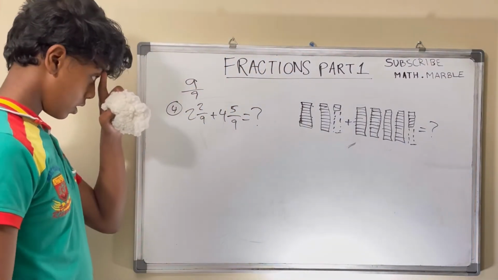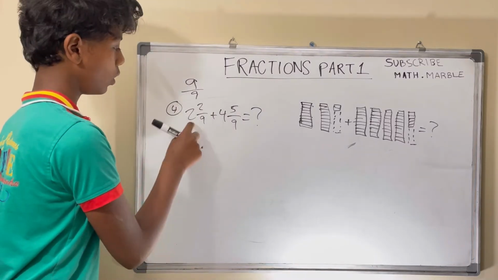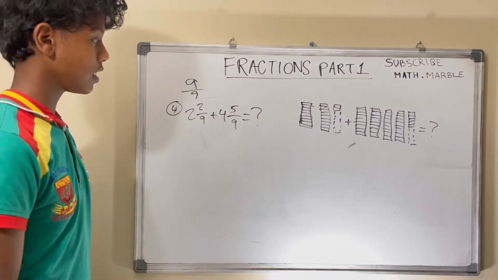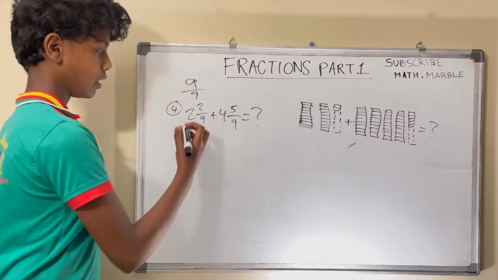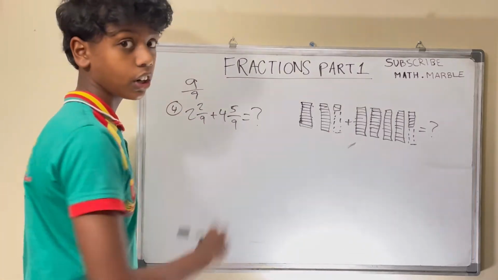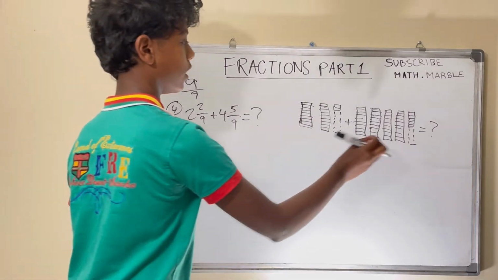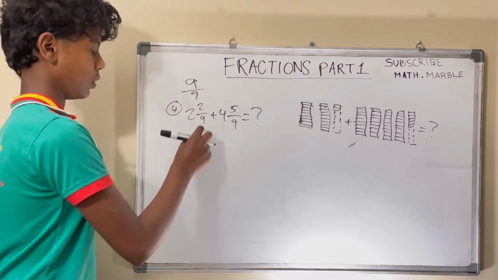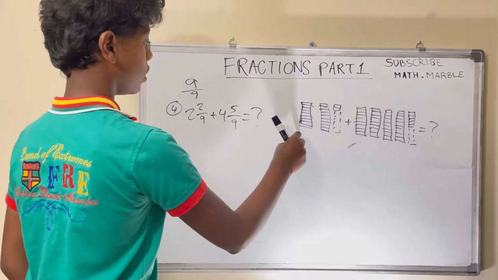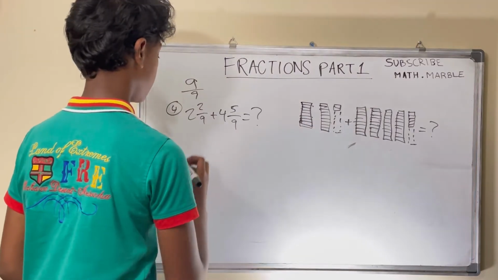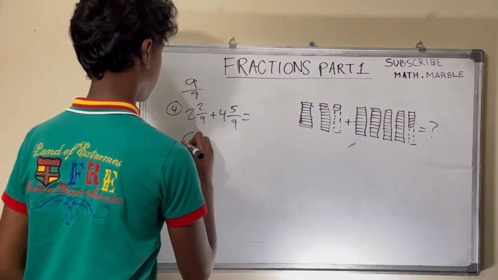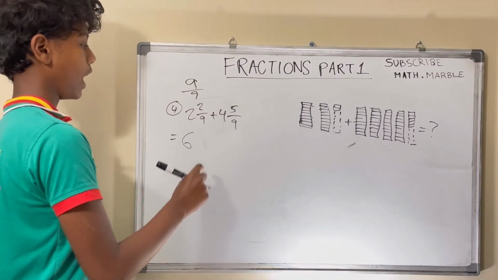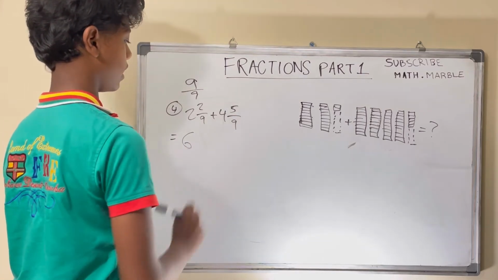So for this part, what we could do is add the whole numbers first, and then add the fractions. This makes it easier for us. So 2 plus 4, we can add our whole chocolate bars together, and then add our fractions together to give us the answer more easily than borrowing. So 2 chocolate bars plus 4 chocolate bars equals 6 chocolate bars.